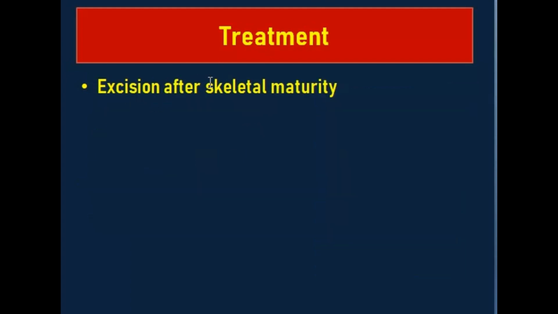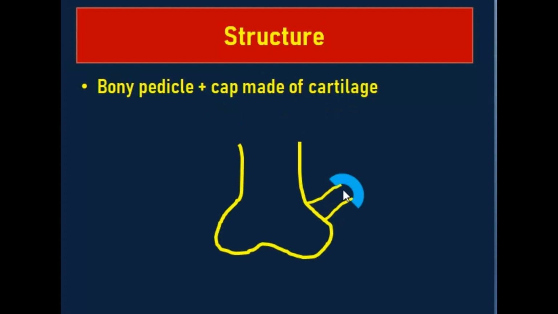Treatment is by excision after skeletal maturity. So excision has to be done after skeletal maturity, because if it is done before skeletal maturity, the growth plate will not have closed yet, and the tumor will just keep growing. Like I showed you over here, it's a growth from the growth plate. So if it has not closed yet, the cells will divide again and it will start to grow again. So once the growth plate has closed, that is when an excision of the tumor is performed after it has reached its maximum size.